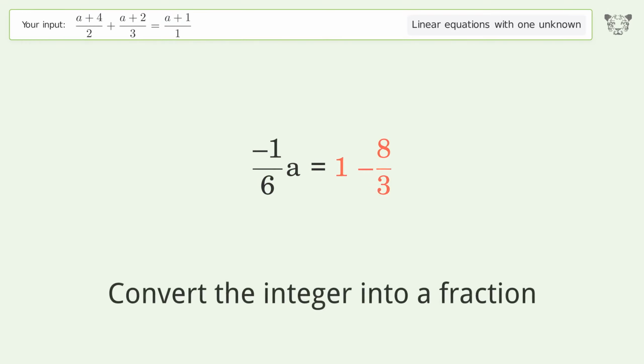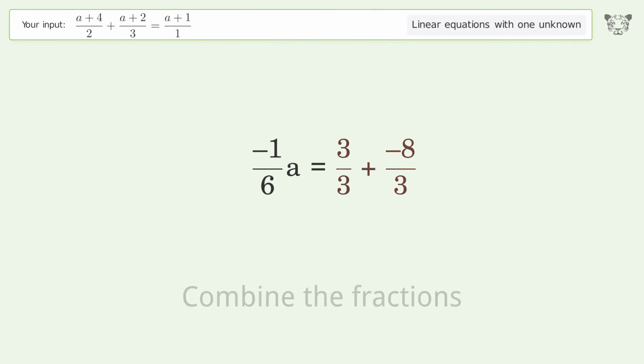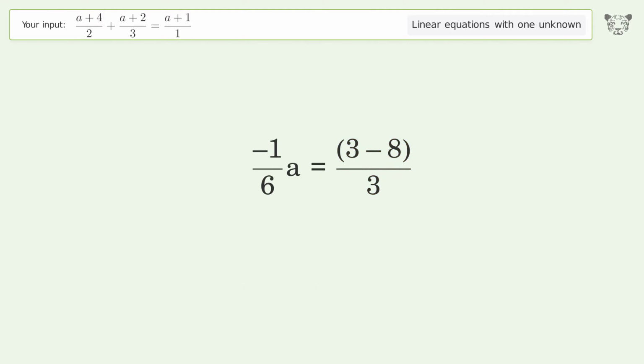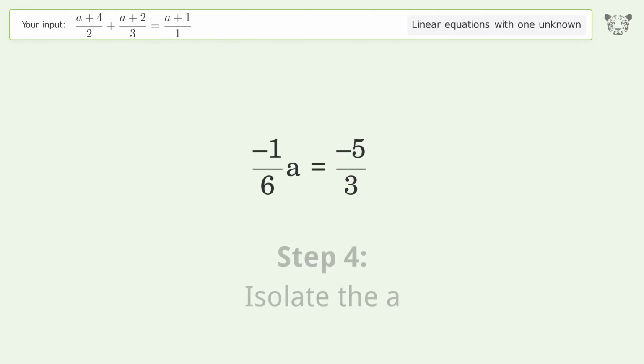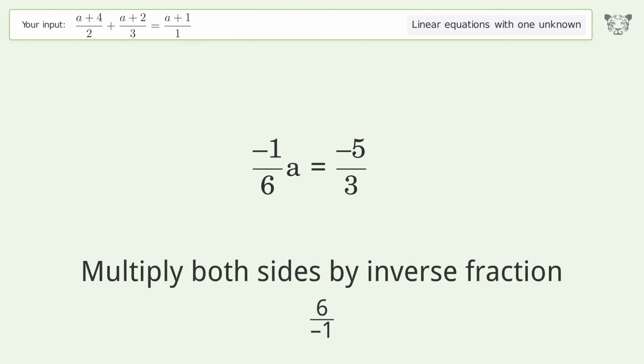Convert the integer into a fraction. Combine the fractions. Combine the numerators. Isolate the a. Multiply both sides by the inverse fraction 6/(-1).